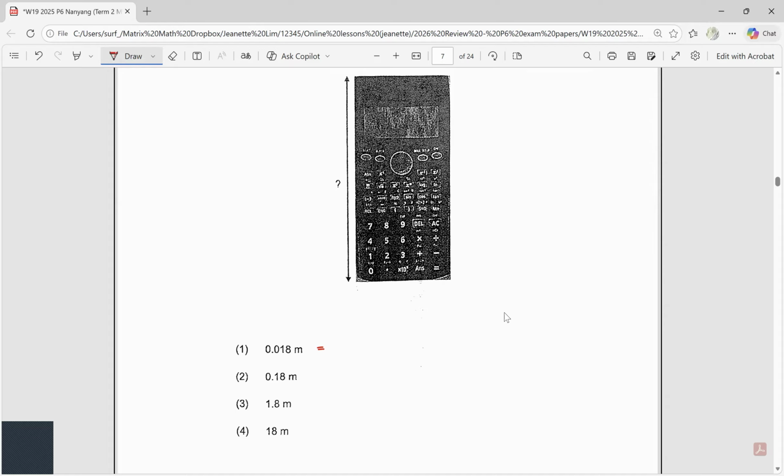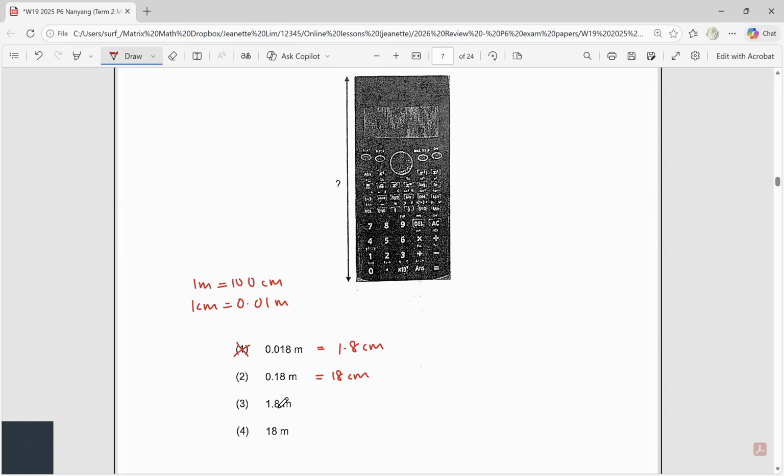0.018 meters. Now 1 meter is 100 cm. So 1 cm is actually 0.01 meter. So this is 1.8 cm. This is 18 cm. 1.8 cm definitely out. That's not even 2 cm. That's very small.